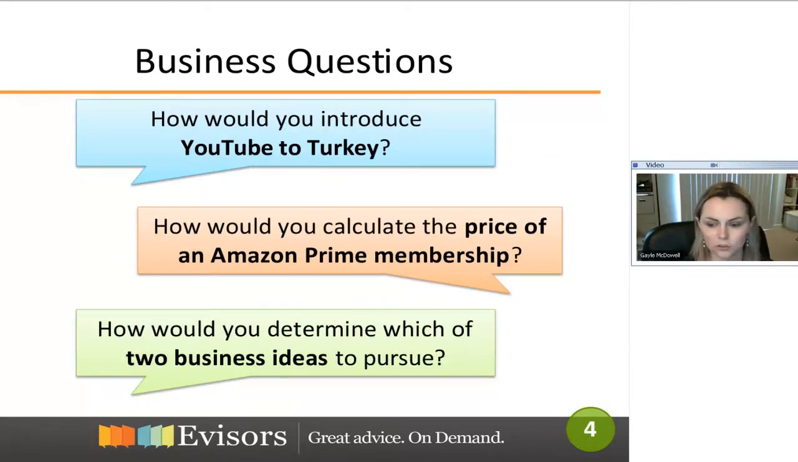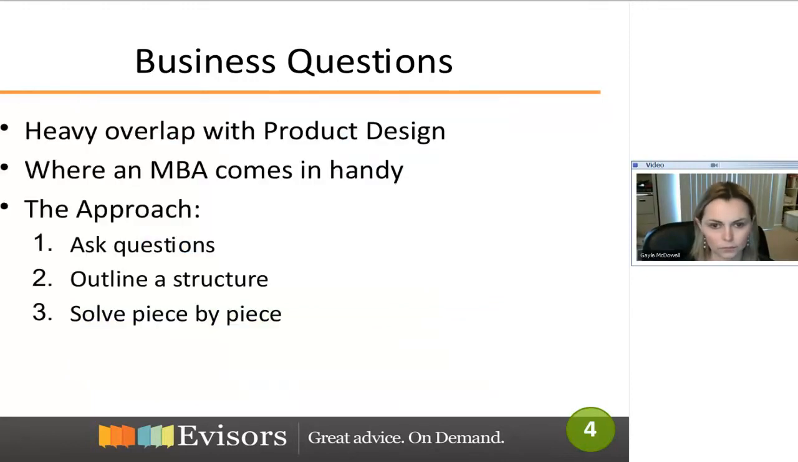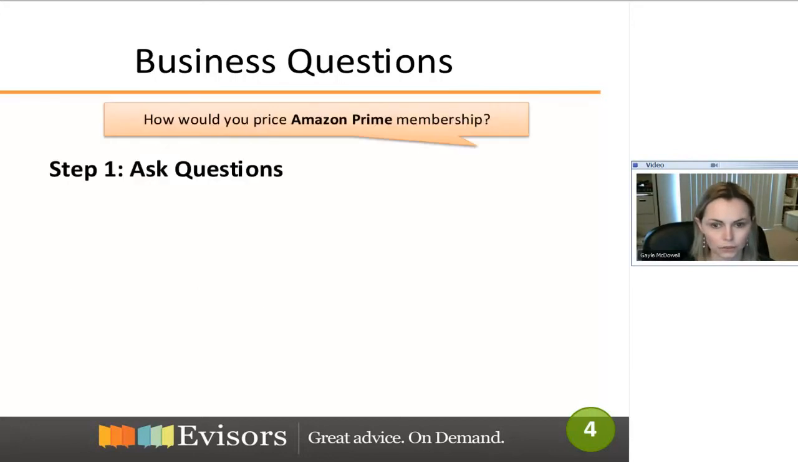The final type is business questions. These are things where your MBA, if you have one, or your business background becomes important, but you don't necessarily need it. These are very similar to product design questions, and you'll see the exact same approach. They're about asking questions, outlining a structure, and then solving piece by piece. I'll go through this very quickly because it's very similar to product design.